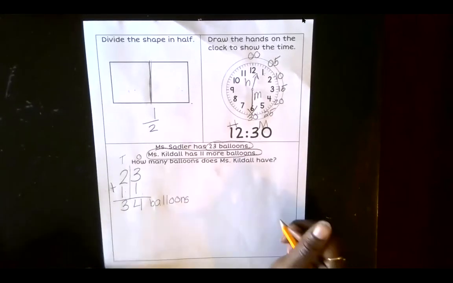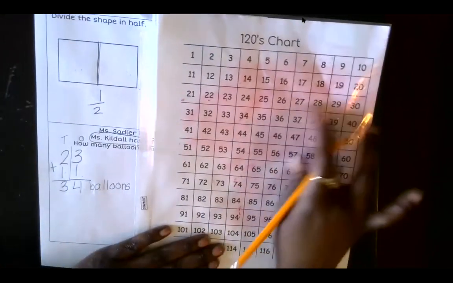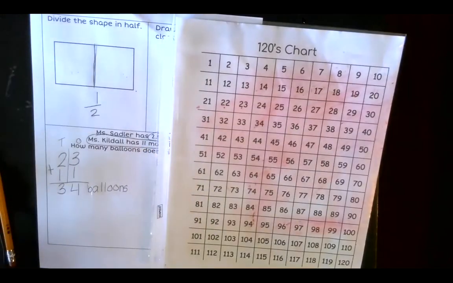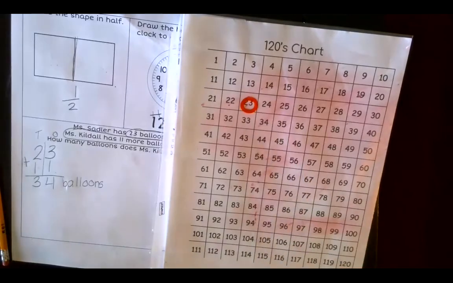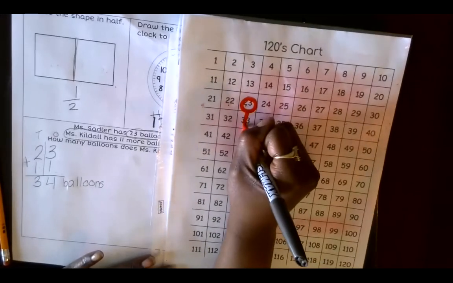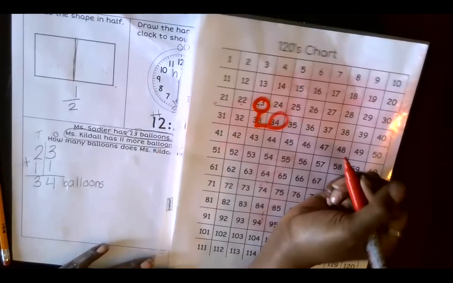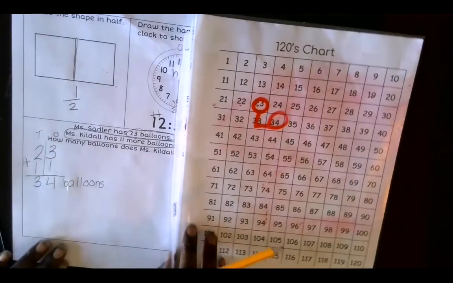I think I'm going to pull out my good old hundreds chart because I like this strategy. I just want to check my work. So if Miss Sadler, which is me, has 23 balloons, I'm going to find 23. Miss Kildall has 11 more. So we're going to start at 23, jump down 1 because that's plus 10. It's 11, 34. Oh my goodness. I got the same answer.